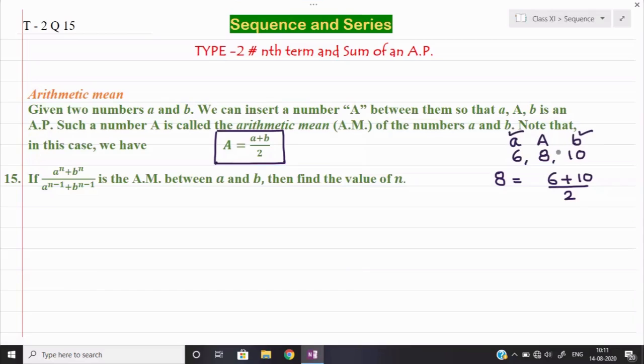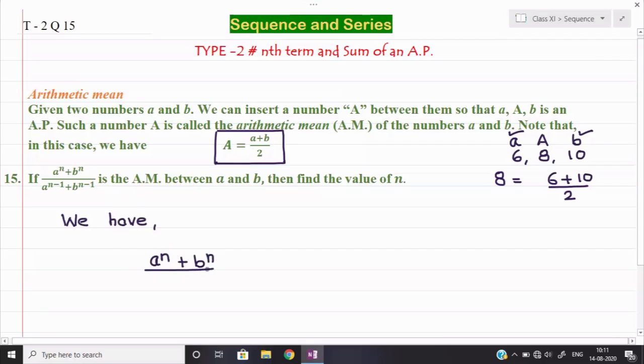Then we have to find out the value of n. So if I write down in the same manner as the equation written here, capital A is equal to (a plus b) upon 2. In this manner, if I write down the information given in the question, we can say that we have (a to the power n plus b to the power n) upon (a to the power n minus 1 plus b to the power n minus 1) is equal to (a plus b) upon 2.